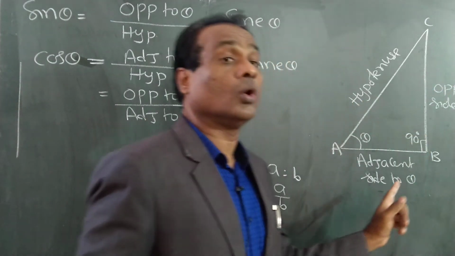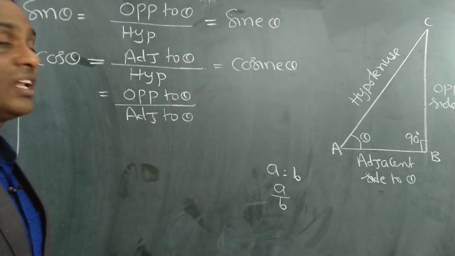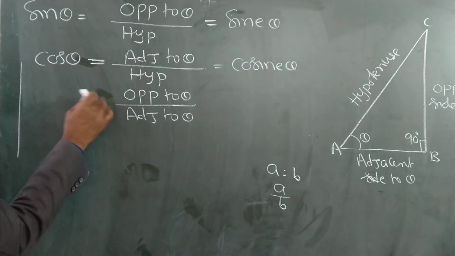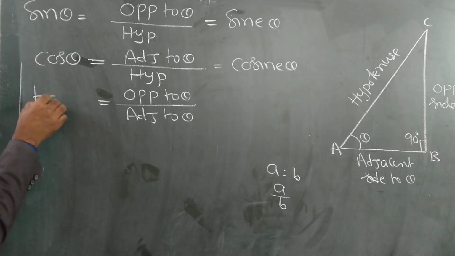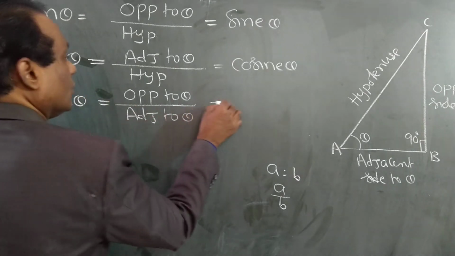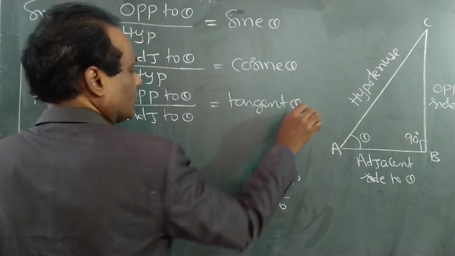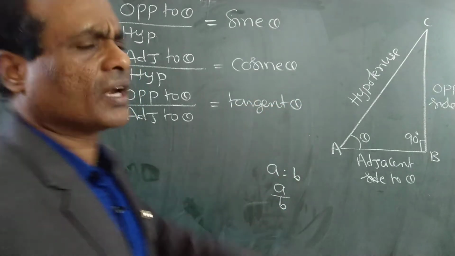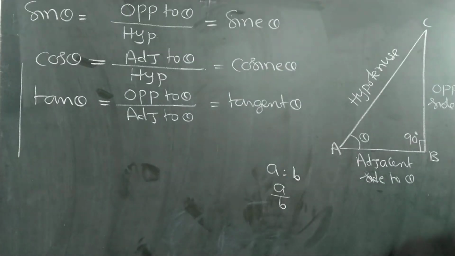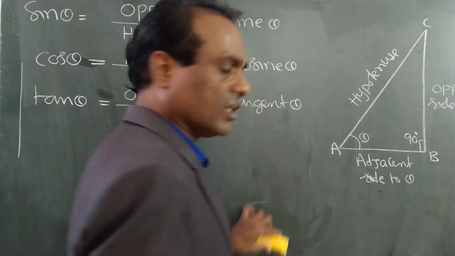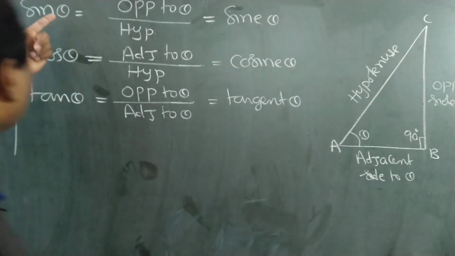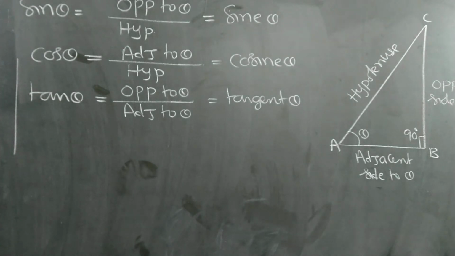This ratio can be written in the form of a fraction and there is a name for this. So the name of this ratio is tangent theta. So short form it is tan, but full form is tangent. We don't write tangent, we write only tan. I am giving the full form also, but we write only sine, cos, tan.